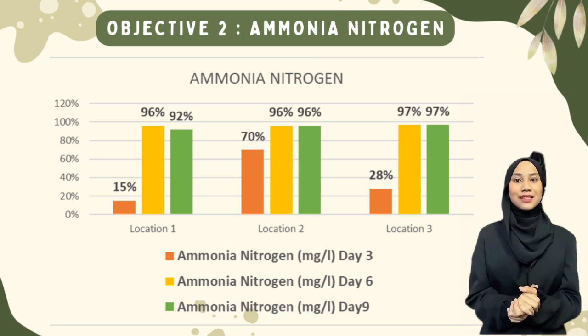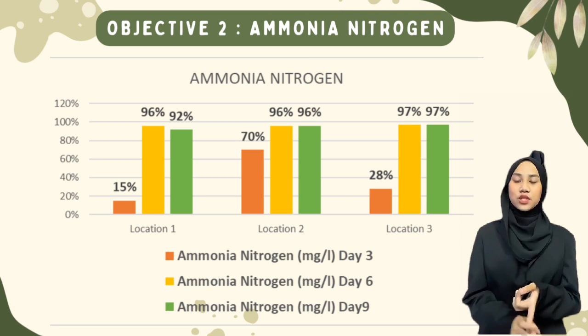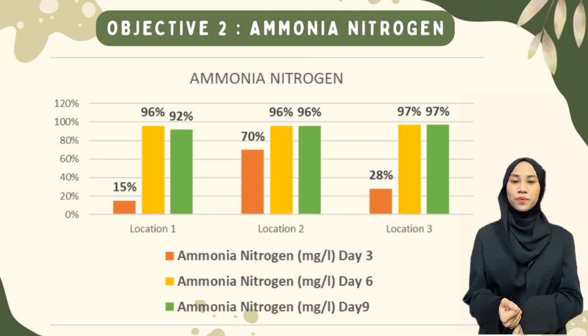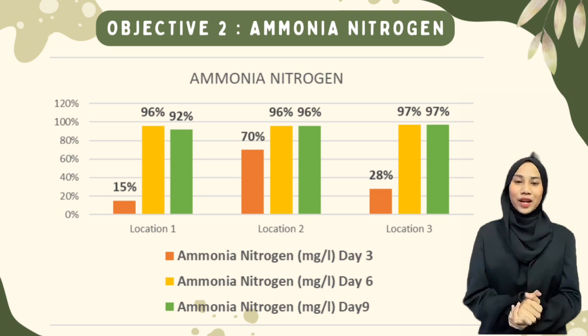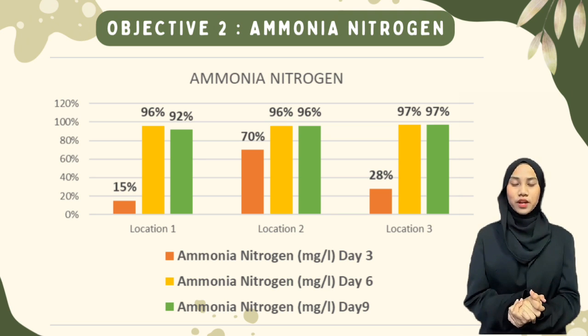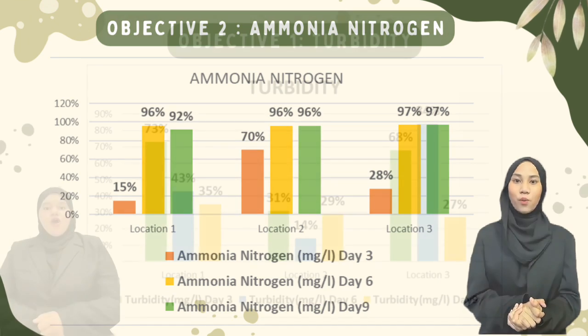By day 9, we can see big improvement. At location 1, it decreased to 99%, location 2, 99.5%, and location 3 completely reached 100% removal. This showed that EM mudballs were very effective in reducing ammonia nitrogen and improving overall water quality.